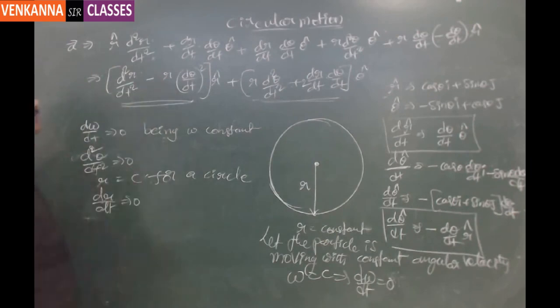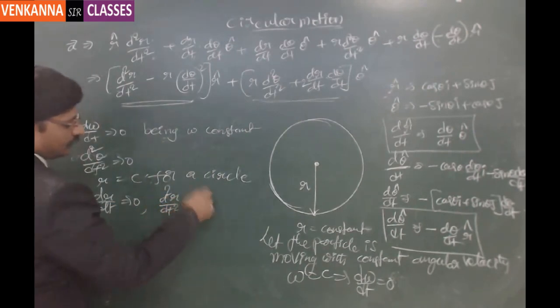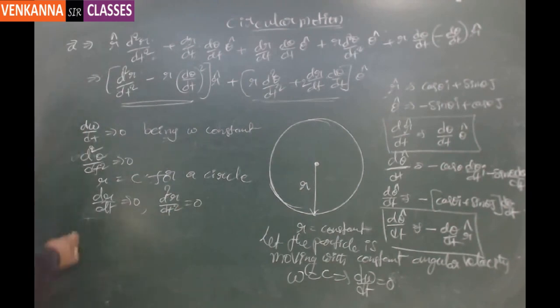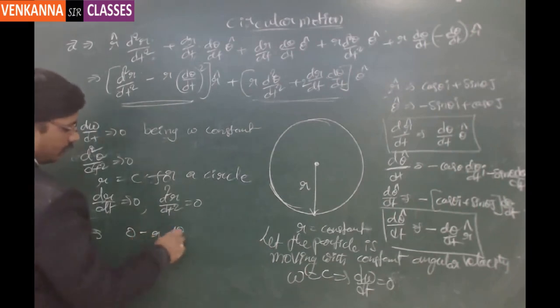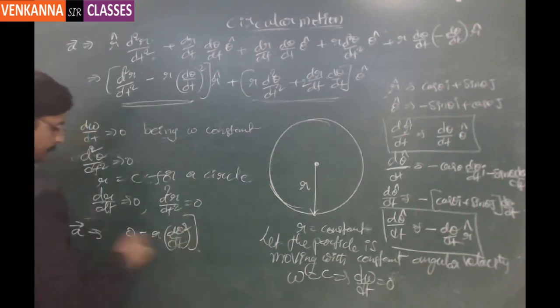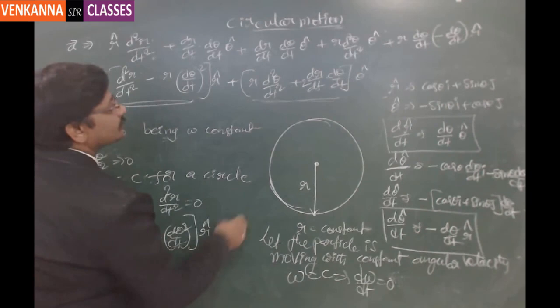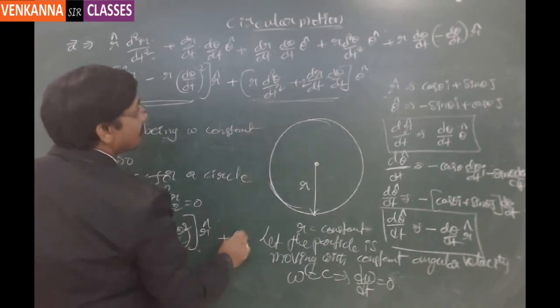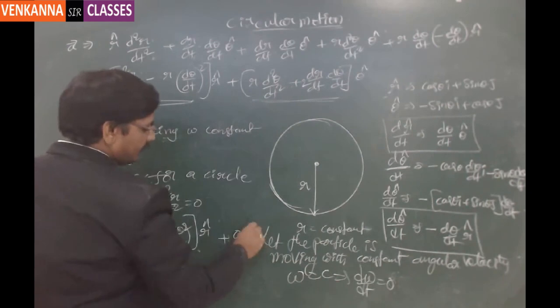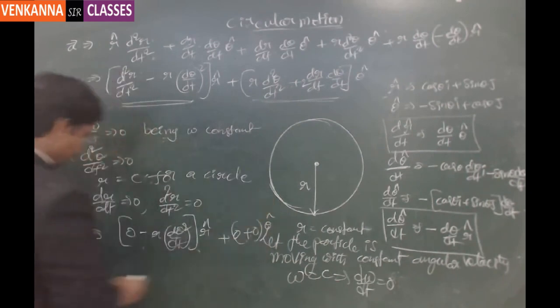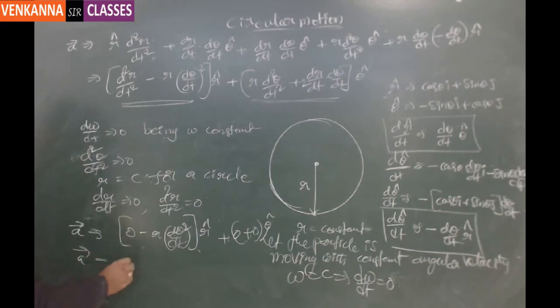Now if you replace these values here, d square r by dt square will automatically be 0 because dr by dt is 0. If you replace those values, the acceleration is going to be 0 minus r (d theta by dt) whole square r cap, plus, since angular acceleration is 0 and dr by dt is again 0, the theta cap term vanishes. That means A is coming out to be minus r omega square.